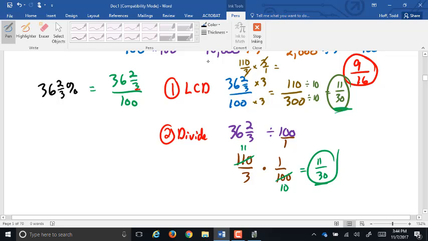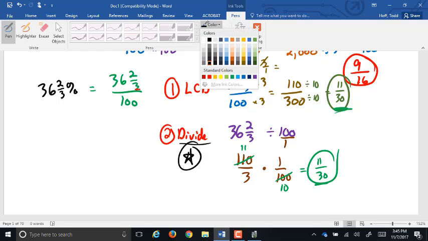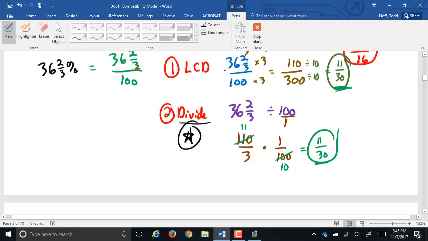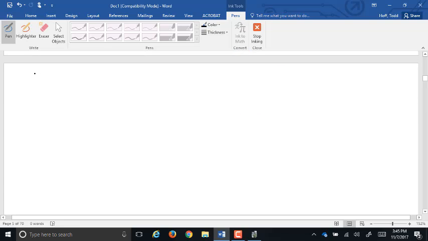Now, if you have the fraction calculator and you're good with it, this option of just dividing might be simpler for you. It'll spit out that fraction for you. Any questions? So I want you to try to convert these in your notes to fractions outside of the percent.